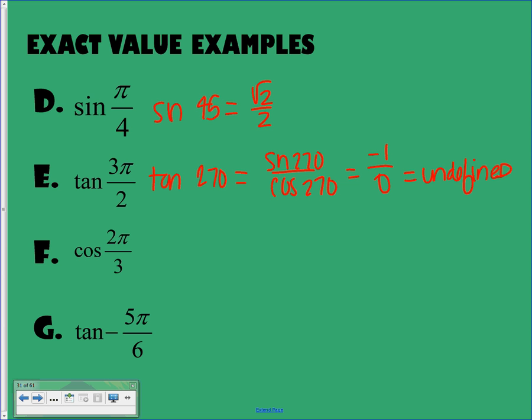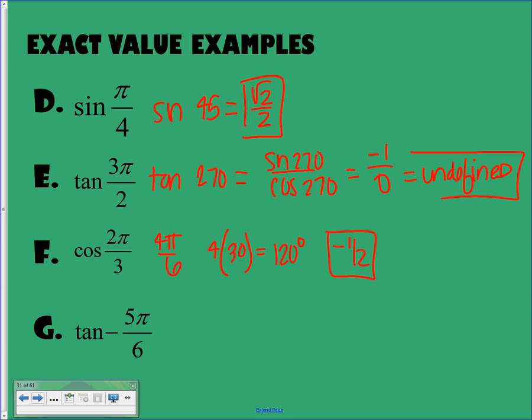Cosine of 2 pi over 3. You can look at the unit circle, or you could realize that 2 pi over 3 is the same thing as 4 pi over 6. So you realize that that's really 4, and then pi over 6 was 30 degrees. So that's the same thing as 120. So I can look at cosine of 120, and that's negative 1/2.